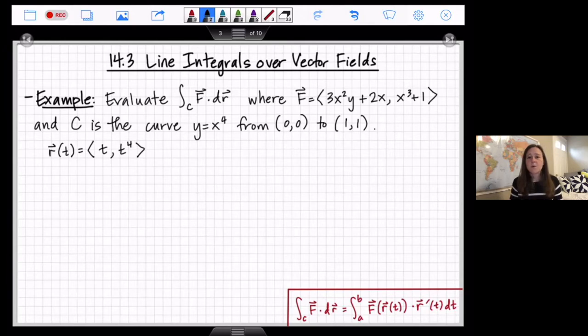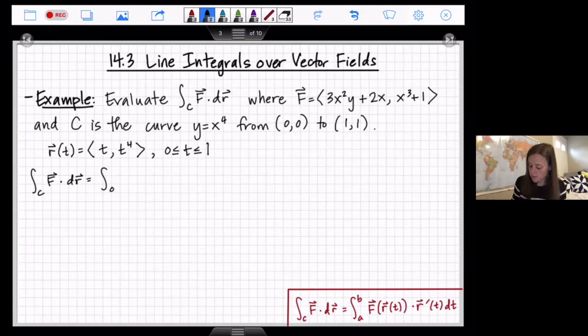And then because my curve is going from x equals 0 to x equals 1, those are going to be my limits on t. So we'll say from t equals 0 to 1. So that part's done. All right, so looking at my red box down there, we're going to calculate this line integral, f dot dr. And it tells us to calculate from a to b.